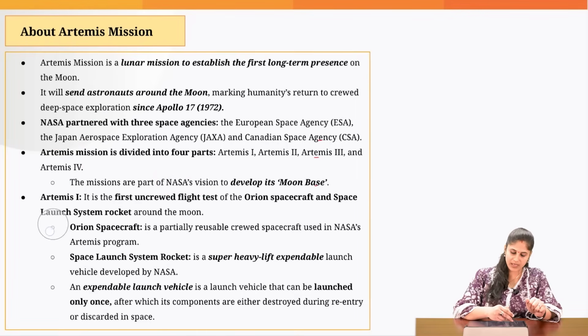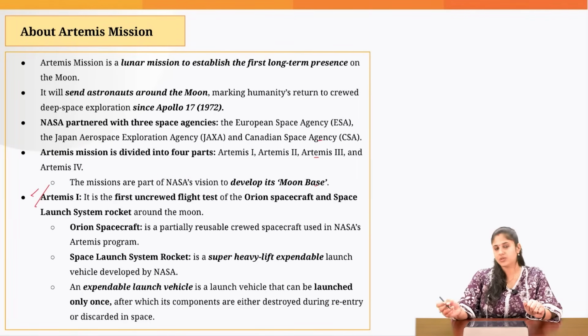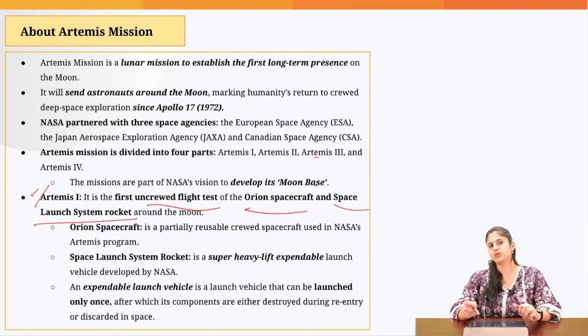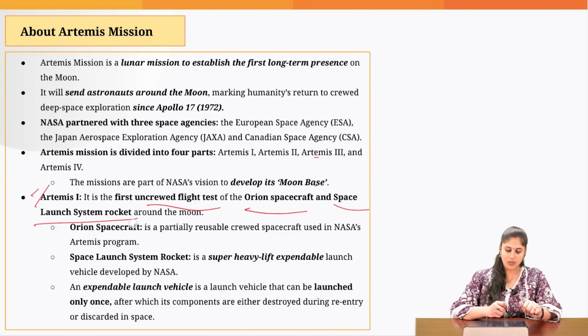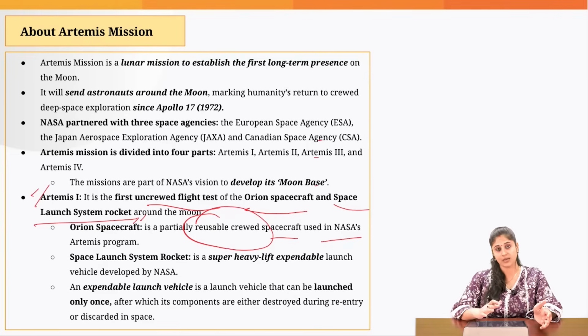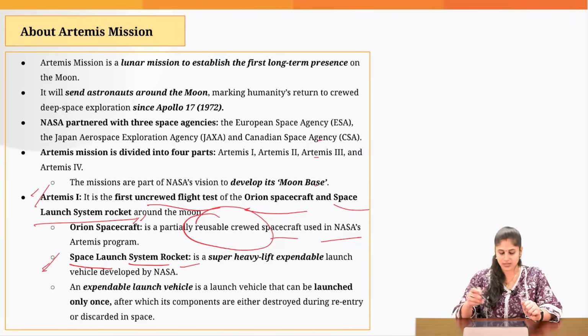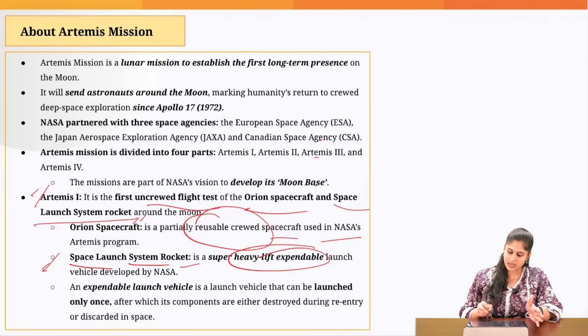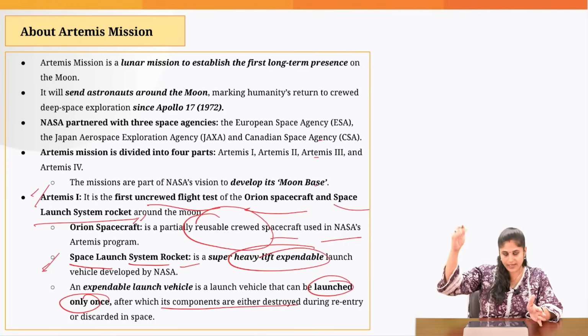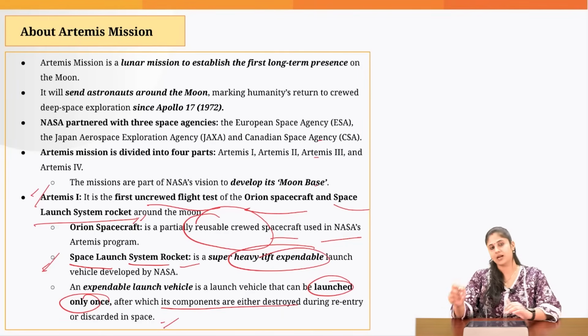So the Artemis first mission was an uncrewed flight test of the Orion spacecraft and the Space Launch System rocket to check whether they are functioning well or not. The Orion spacecraft is a reusable crewed spacecraft which is used in NASA's Artemis missions, and it has been used in the Artemis second mission also. It probably would be used, if everything goes well, in the third mission also. Then we have the Space Launch System rocket, which is a super heavy lift expendable launch vehicle developed by NASA. Expendable launch vehicle basically means it can be launched only once, and once it re-enters the Earth's atmosphere, it needs to be discarded.